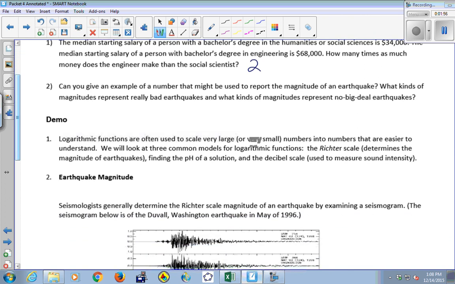Can you give an example of a number that might be used to report the magnitude of an earthquake? 7. What's another thing you might hear? 7 point something. Yeah. So the Richter scale numbers, these are numbers, we're going to talk about what these numbers mean today.